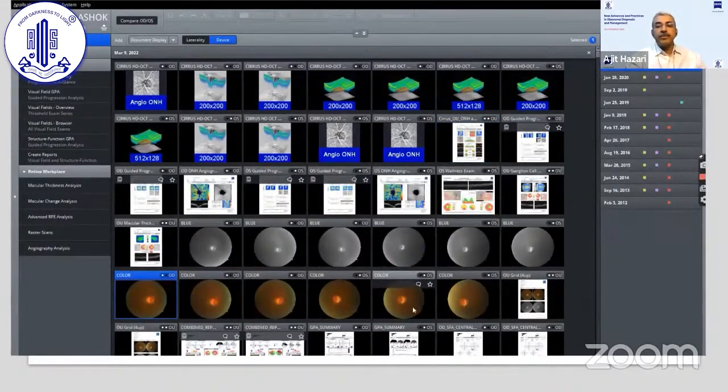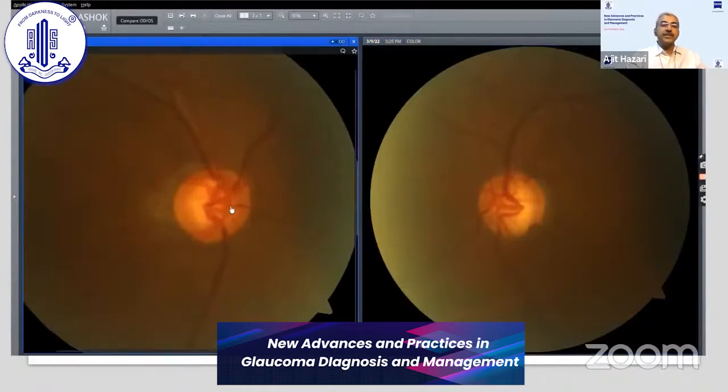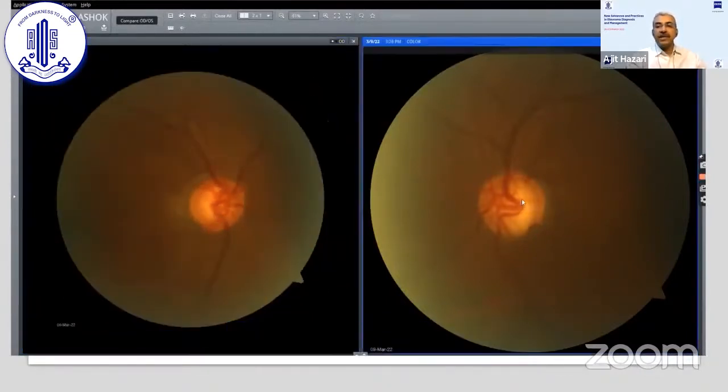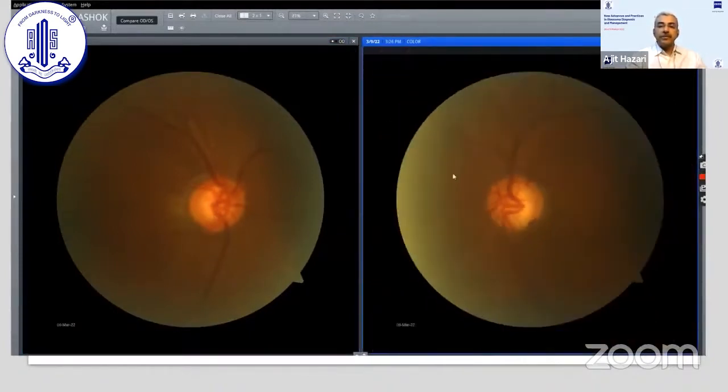You can also pick up the fundus images and look at them more carefully to see if any changes have happened. For example, this patient has come 2 years later after the lockdown, and we've seen that there's a new RNFL defect which has happened in the right eye, and so forth.